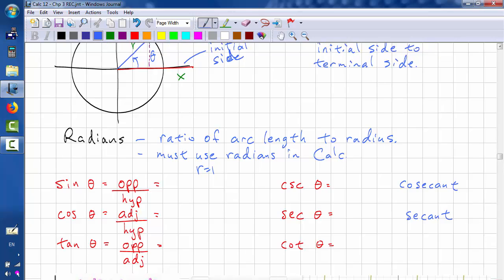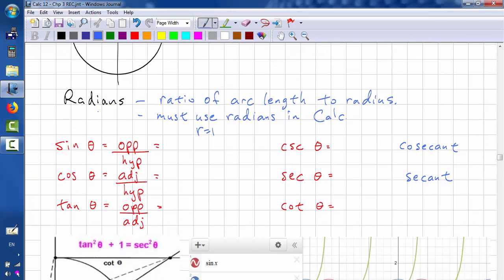And when we're doing trigonometric functions, we work in radians mostly. And the radian is the ratio of the arc length to the radius. And we have to use radians in calculus.